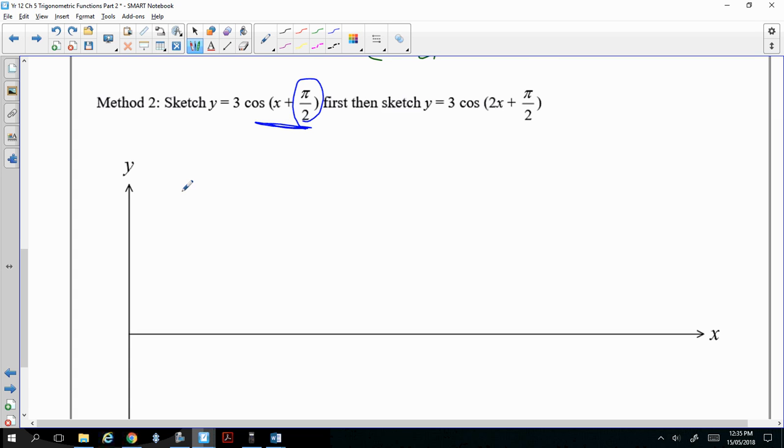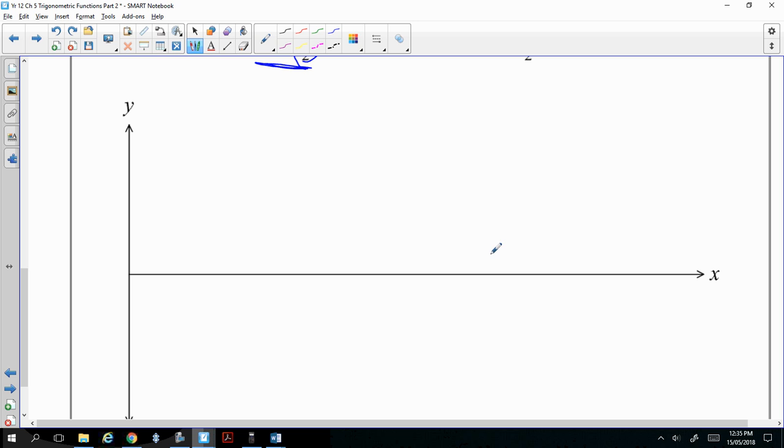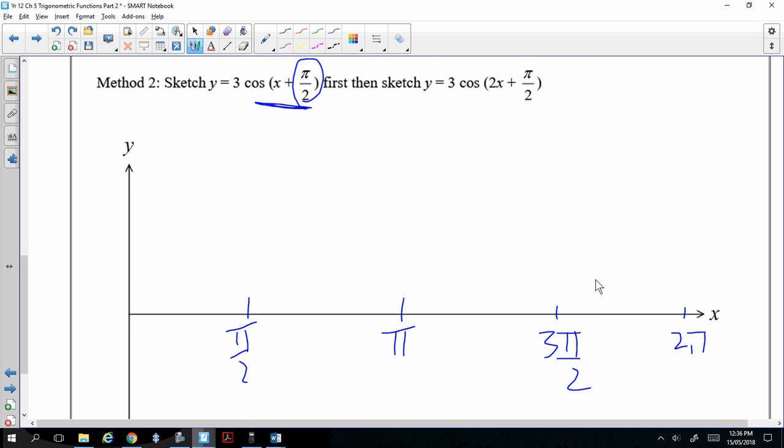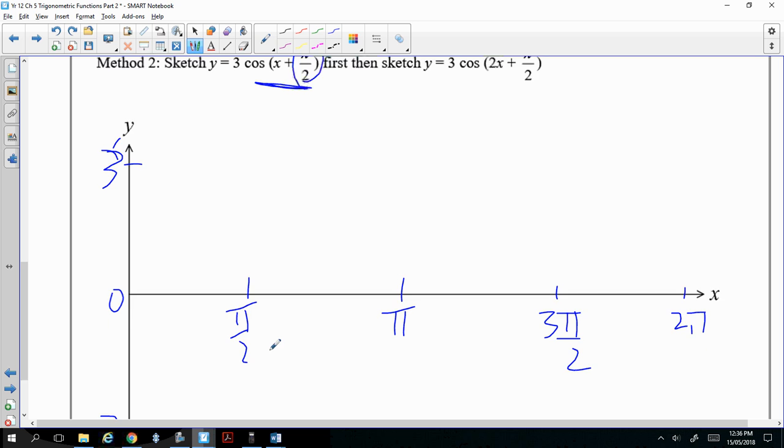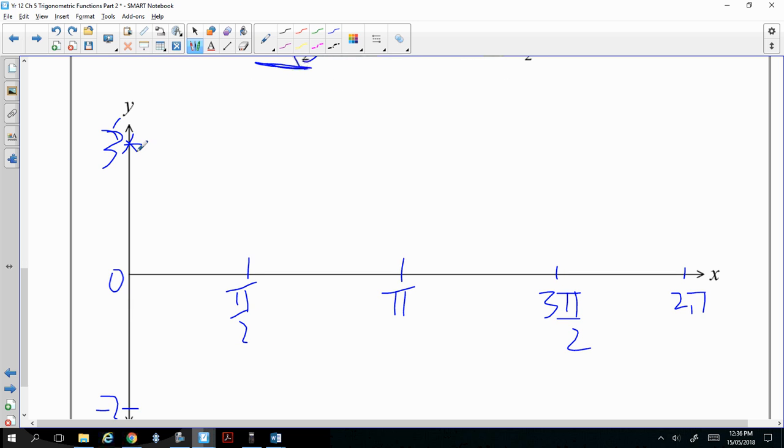So we're going to draw the graph of cos x. So that's 3, negative 3. So I'm going to draw in dotted line. So you do that first. So draw the graph of cos x. We're going to move left pi over 2 units. Move left pi over 2.